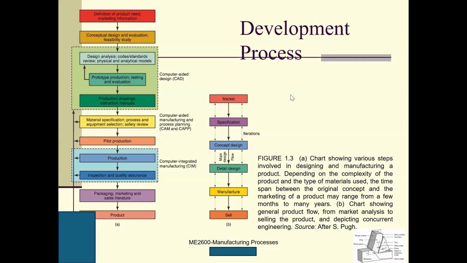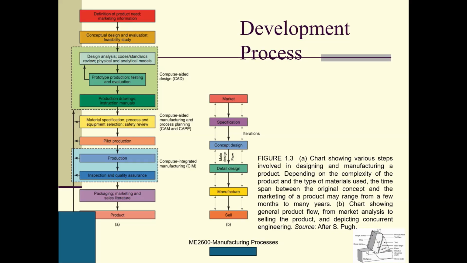So then we talk about the development processes. Whenever you design something and manufacture something, we have two pictures here. The first one shows various steps involved in designing and manufacturing a product. The second one shows the general product flow from market analysis to selecting the product and depicts concurrent engineering. See, from one step to the next, there are always two arrows. Two arrows mean that you need to have iterations. So you need the concurrent.